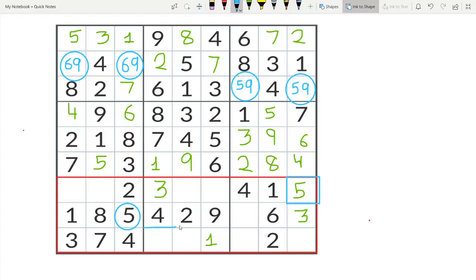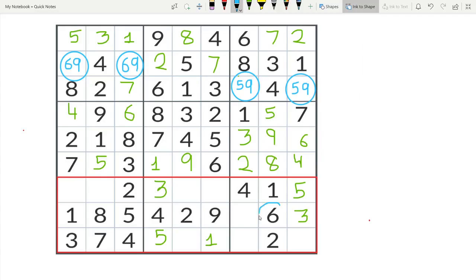Now checking for number 5 for the bottom row, I see 2 options where I can have a number 5. But because there is a number 5 in this column, this cell is not an option and I can safely put number 5 over here for the bottom row. Next we are going to check for number 6.